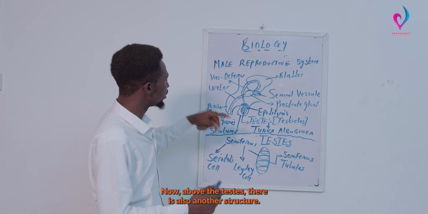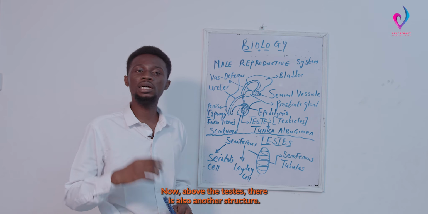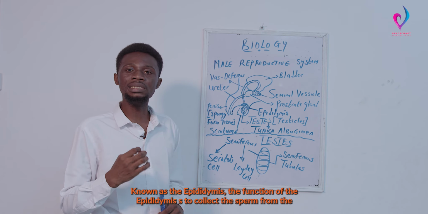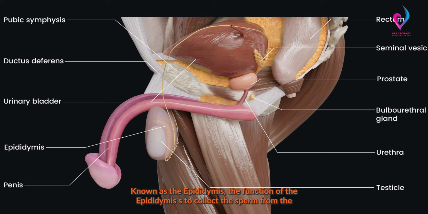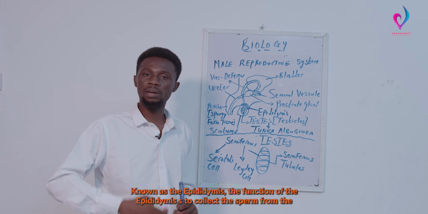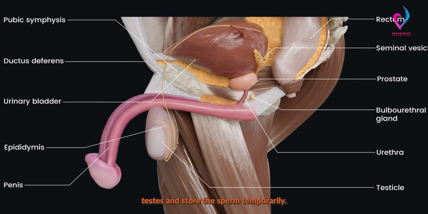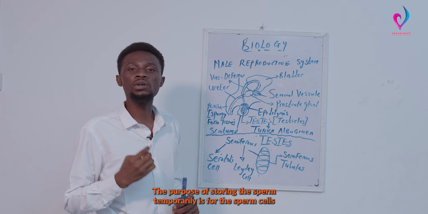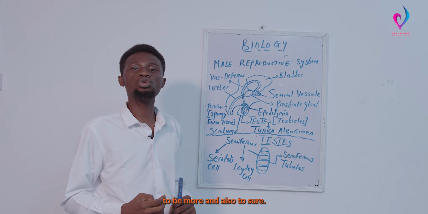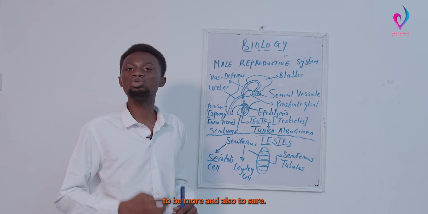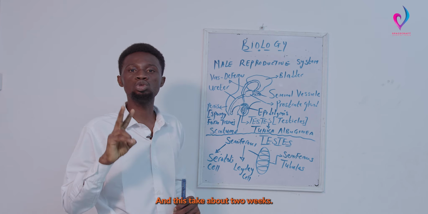Now, above the testes, there's also another structure known as the epididymis. The function of the epididymis is to collect the sperm from the testes and store the sperm temporarily. The purpose of storing the sperm temporarily is for the sperm cell to become motile and also to mature, and this takes about 2 weeks.